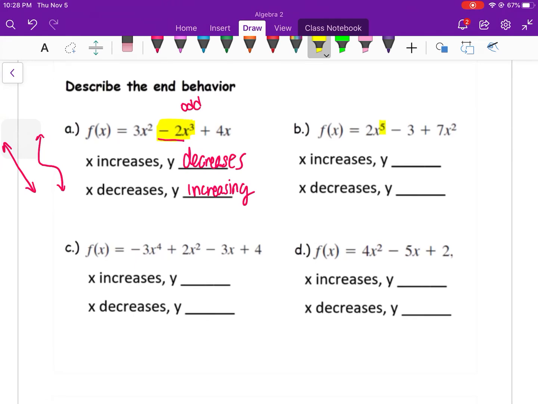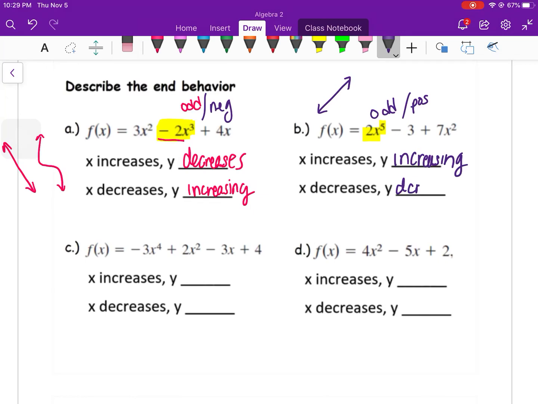Okay, b, the highest exponent is 5. So this is a 5th degree polynomial with a leading coefficient of 2. So it is odd. It has a positive coefficient. This one was odd but had a negative coefficient. So essentially this is going to have a positive slope. So as x increases, y is also going to increase. Basically, as you go to the right, you're going up.